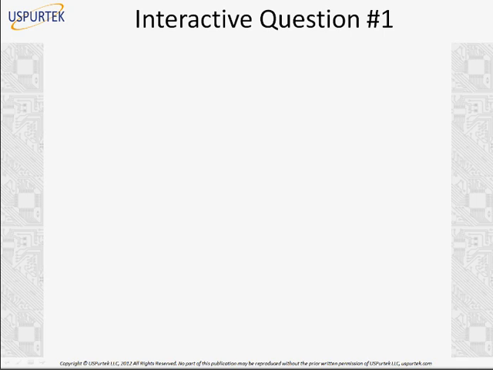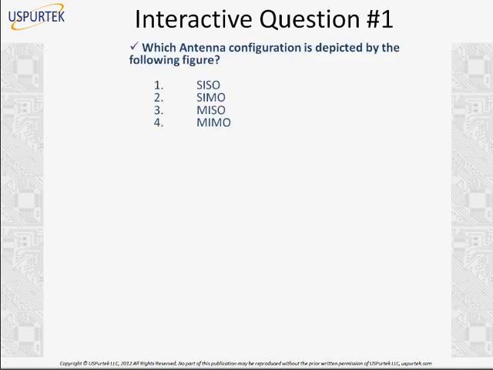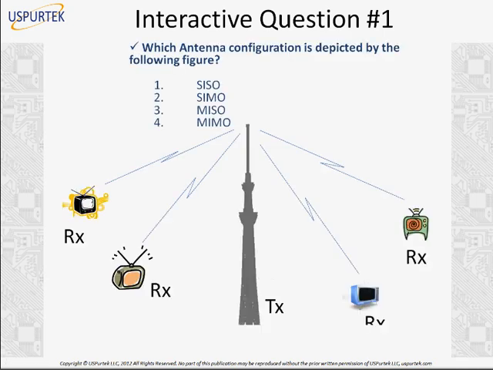Now, let's pause for a while and recall what we learned so far. Which antenna configuration is depicted by the following figure? Is it a SISO, a SIMO, or MISO, or MIMO? You can type your answer number in the chat box. Okay, some people are answering. It's number 1. Very good. So this is a SISO system.